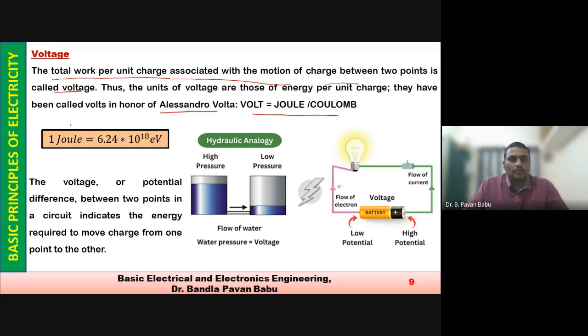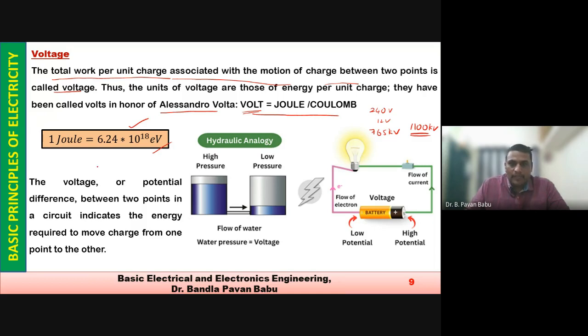So 1 joule equals 6.24 into 10 power 18 electron volt. Please remember this point. So 1 joule equals 6.24 into 10 power 18 electron volt. So this is the voltage. Whether it may be 240 volts, or 12 volts, or 765 kV, or 1100 kV, whatever it may be, 1 joule equals 6.24 into 10 power 18 electron volt.